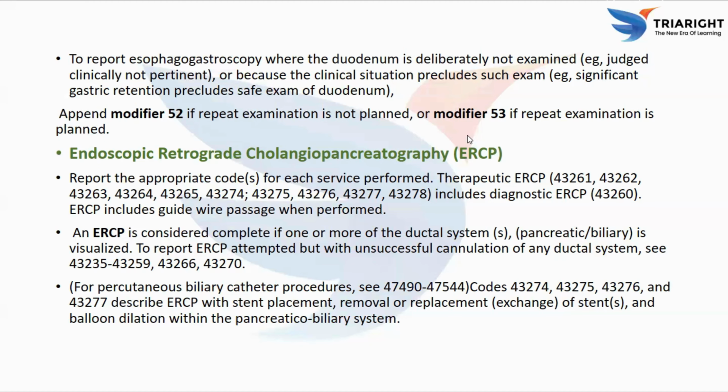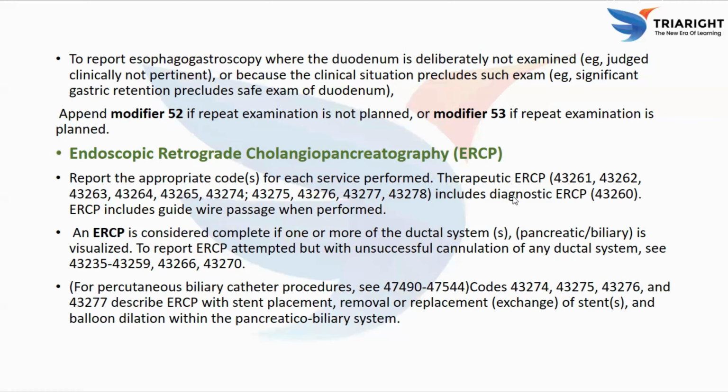And ERCP. So what is ERCP? Endoscopic retrograde cholangiopancreatography. It's a specialized endoscopic procedure to diagnose and treat biliary as well as pancreatic duct disorders. It always combines endoscopy plus fluoroscopy. Now diagnostic versus therapeutic ERCP. So what is the code for diagnostic ERCP? 43260. It describes visualization of the bile duct or pancreatic duct only.